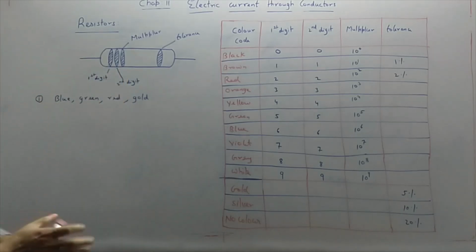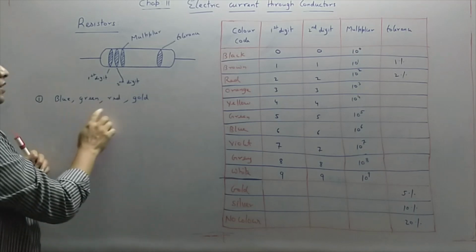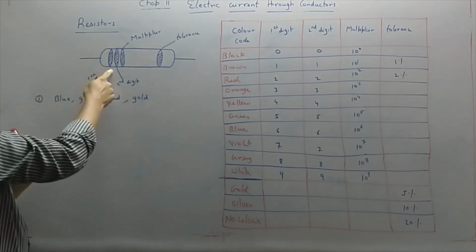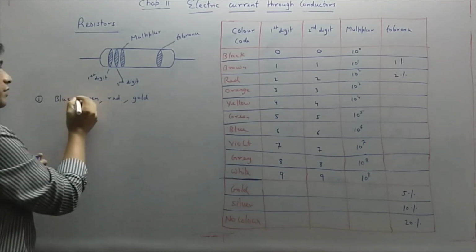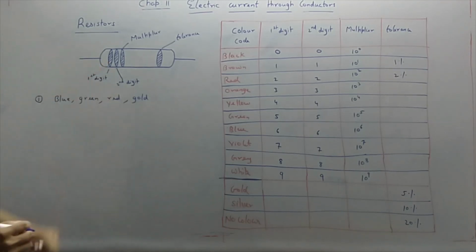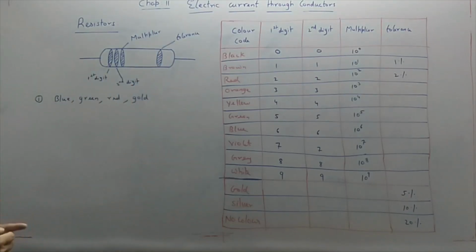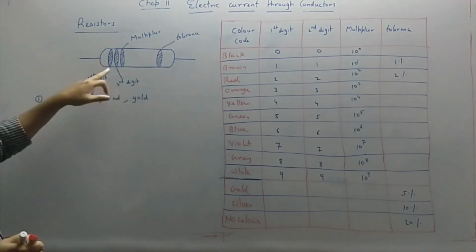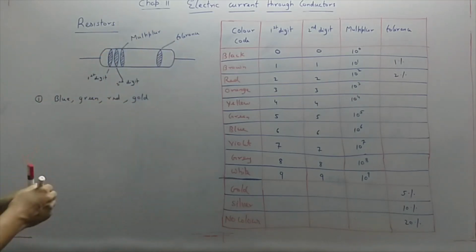Now let us decode. Suppose we are having four colors here. We are having a color blue, green, red, and gold. First color is your blue. Suppose this is the sum which is there for you in your textbook. Green is the second band. We are having third band is red, and fourth band is gold. First band means first digit, second band means second digit, third band is called multiplier, and fourth band is called tolerance. Let us decode this.